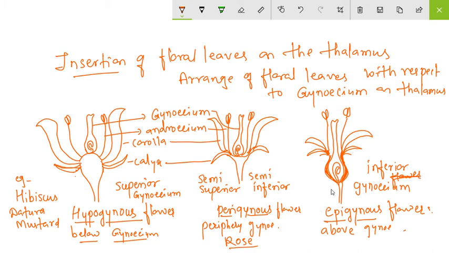The gynoecium is at the lowermost position, and above the gynoecium other floral parts are present, so that is known as the epigynous flower. Examples of this epigynous flower are the cucurbits and sunflower.